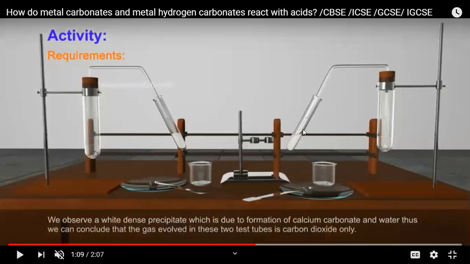You can observe this. See what we have done. We have taken metal carbonate in one test tube and metal hydrogen carbonate in another test tube. Then we added acid to both the test tubes.